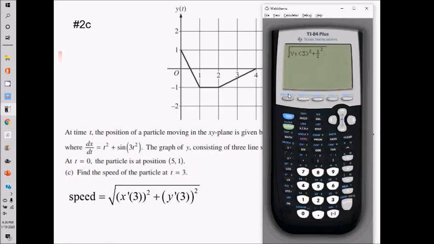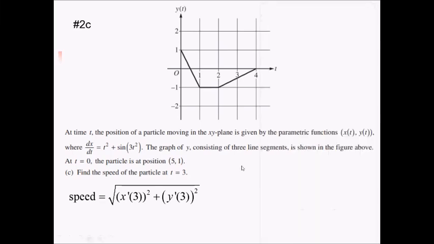So on my calculator, I've got square root x prime of 3, that's really y1 of 3 because that's where I stored x prime. And for y prime of 3, remember from part B, that was just the slope at 3, which we said was 1/2. So I'm really just squaring 1/2 here. And press enter to see what the final output is. That's about 9.969.